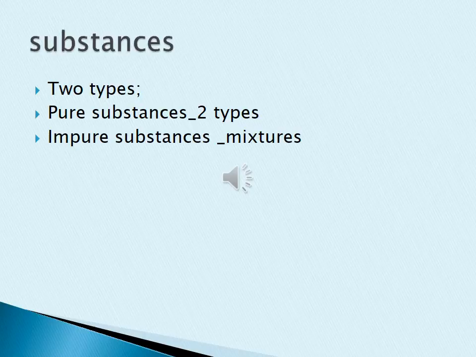In a homogeneous mixture, the composition of the mixture is uniform. Homo means same. So the composition of the mixture is the same throughout the matter. Now, heterogeneous mixture.